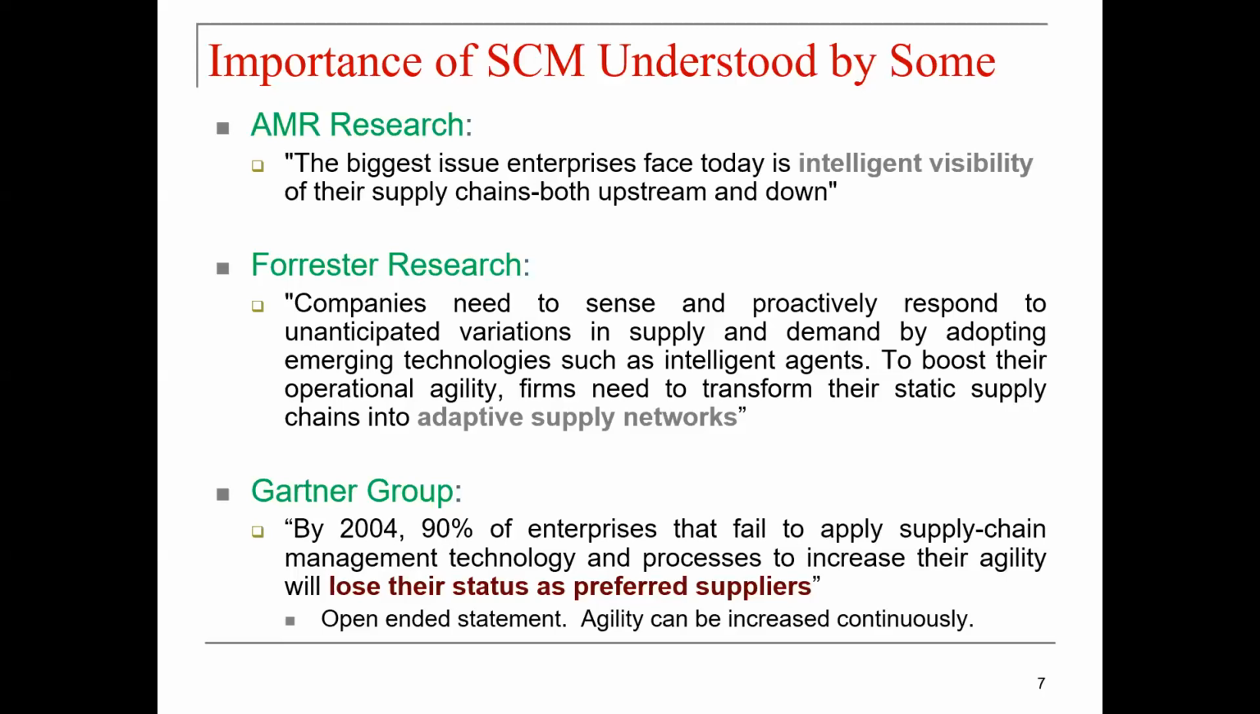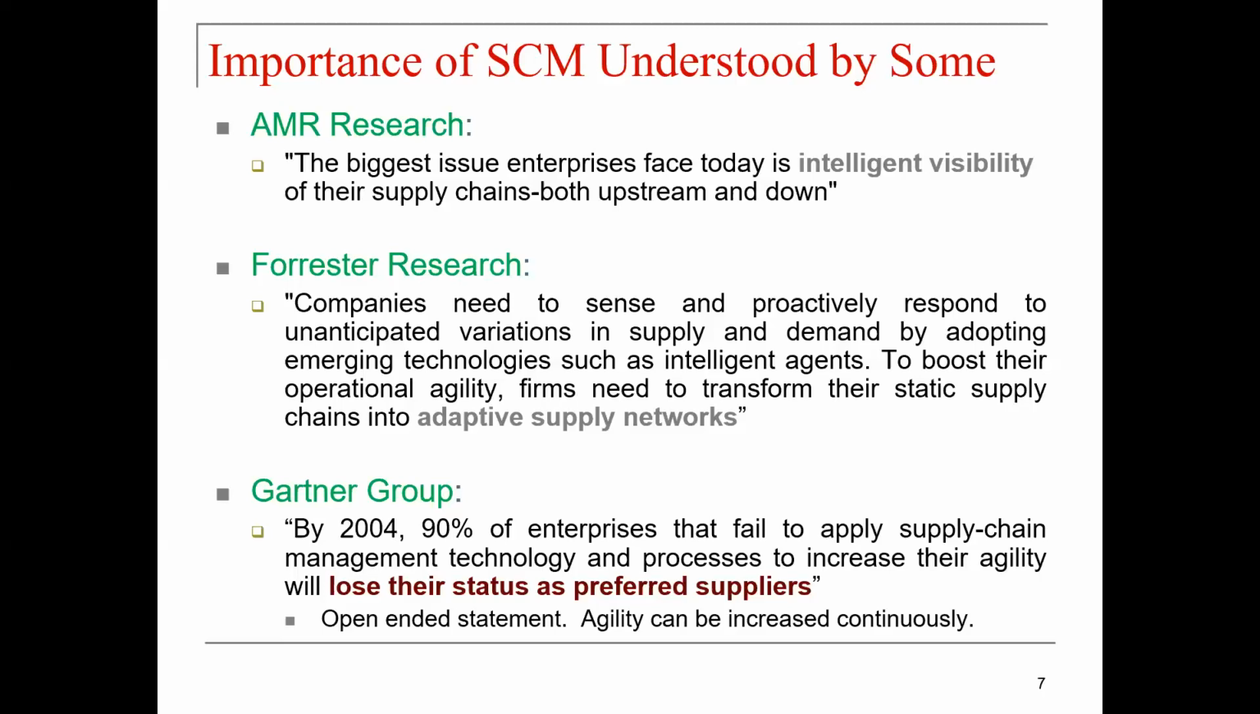And then the Gartner Group, who purchased AMR, say that by 2004, 90% of enterprises that fail to apply supply chain management technology and processes to increase agility will lose their status as preferred suppliers. This is an open-ended statement, and agility can be increased continuously.